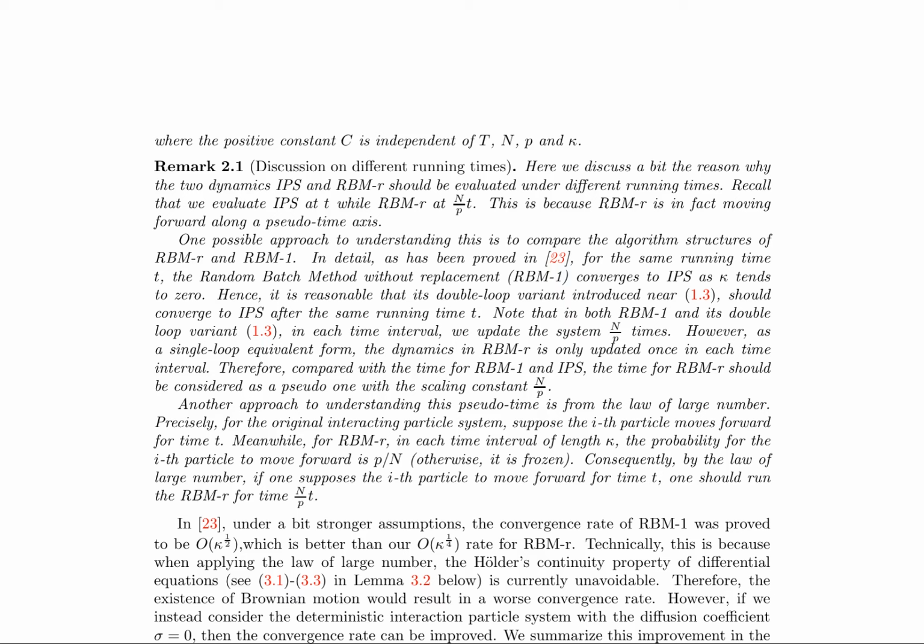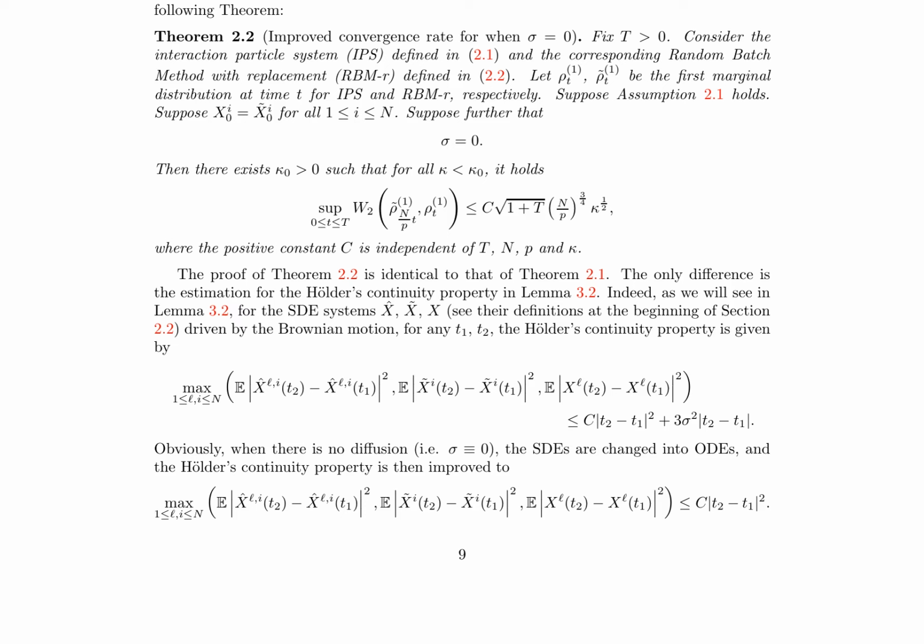The paper discusses the convergence rate of the random batch method with replacement, RBM-r, to the interacting particle system, IPS, in a mean-field limit. It is shown that the RBM-r converges to IPS as the number of particles n and the batch size p tend to infinity, with a convergence rate of O(κ^1/4). The convergence rate can be improved to O(κ^1/2) when there is no diffusion, i.e., σ equals 0.